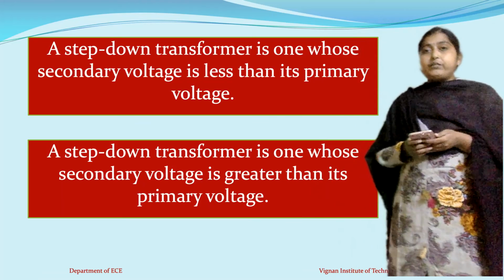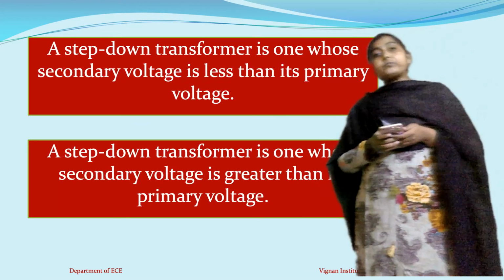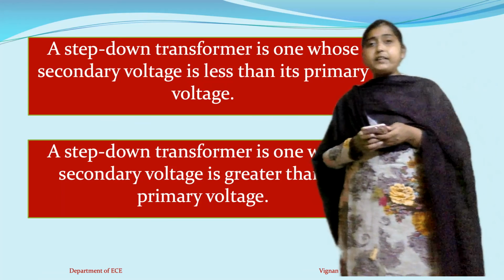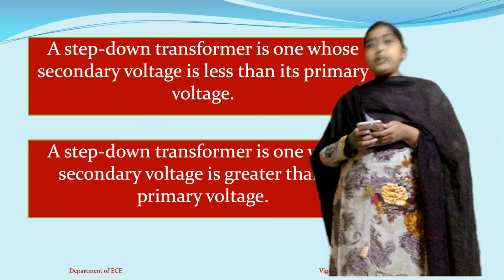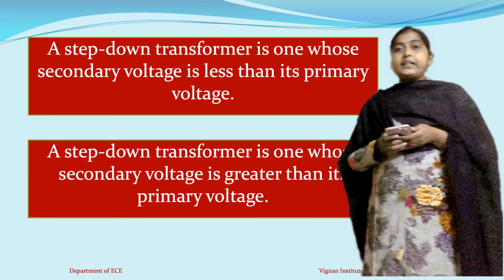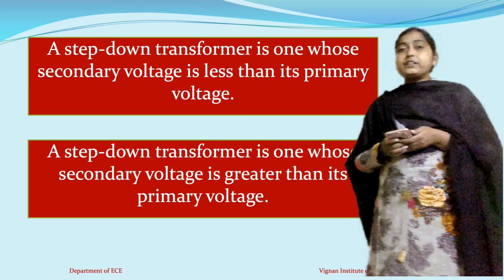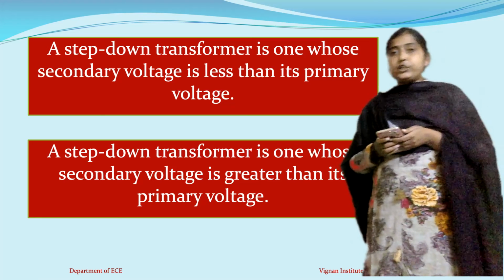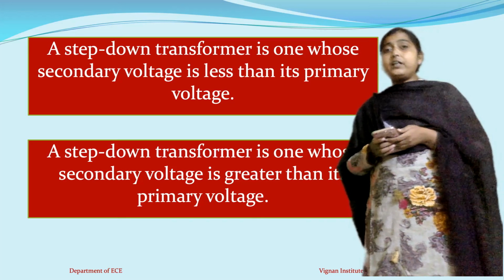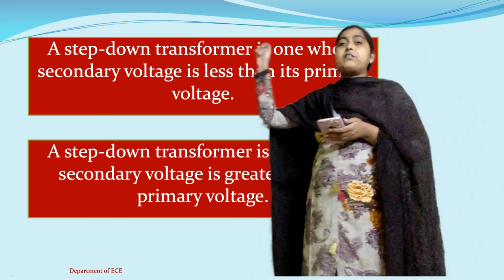Now we can define the step-down and step-up transformer. So what is a step-down transformer? A step-down transformer is one whose secondary voltage is less than its primary voltage. That means the number of turns on the secondary winding will be less than the number of turns in the primary winding. Under such condition, the voltage induced in the secondary coil will be less than the voltage induced in the primary coil. Such transformers we call step-down transformers.